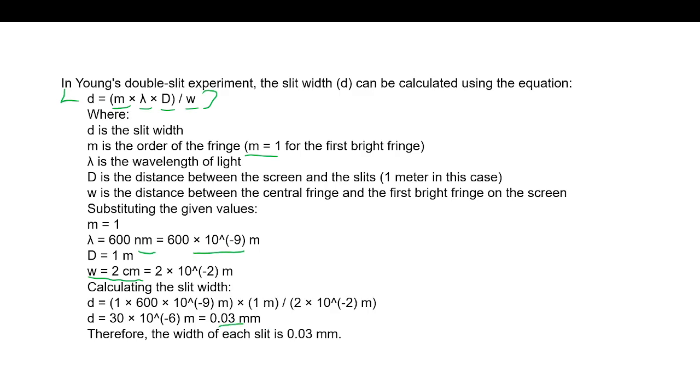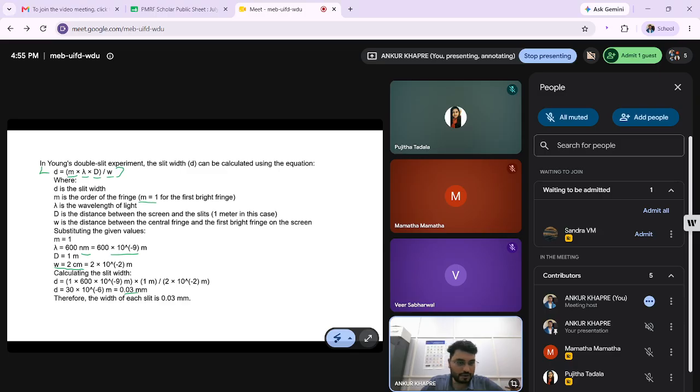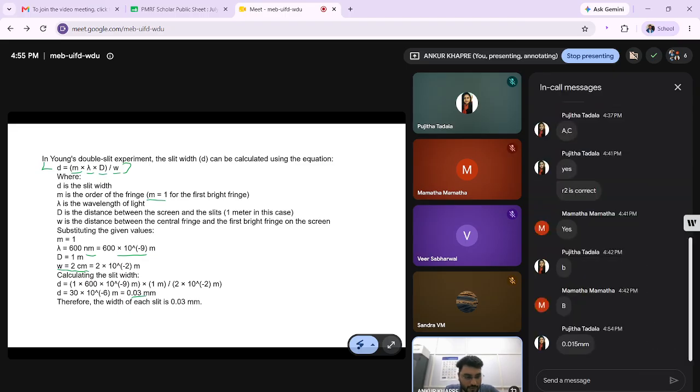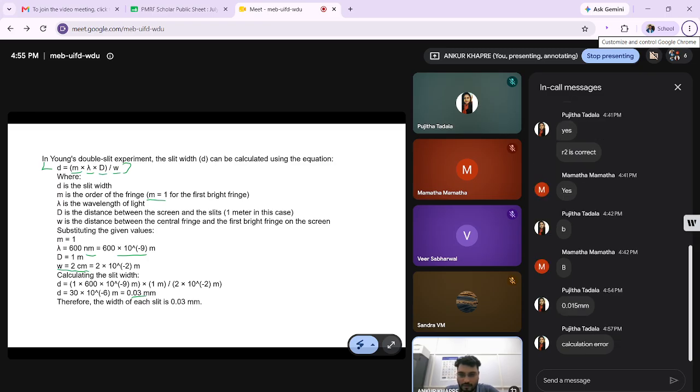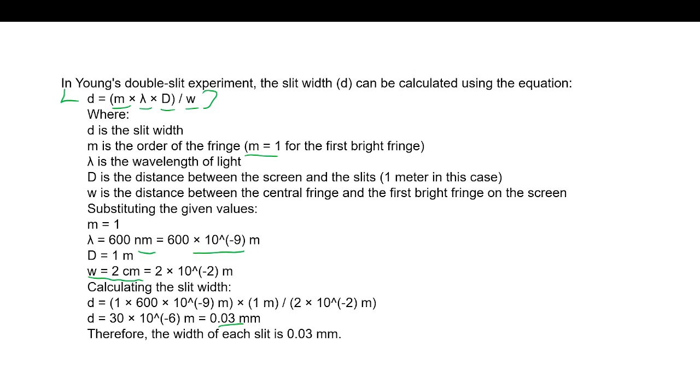Could you check what was wrong with your answer? Was that the 0.015? Means something you have missed while calculating, maybe. Yeah, calculation error. Otherwise, your answer was almost correct. Maybe you forgot to multiply with 2 or something.